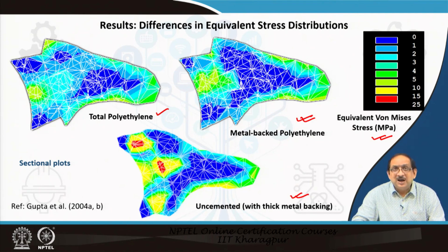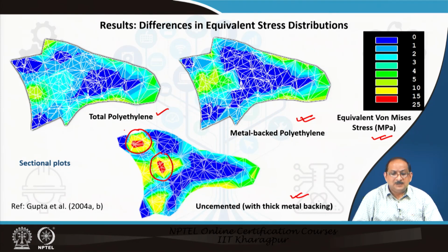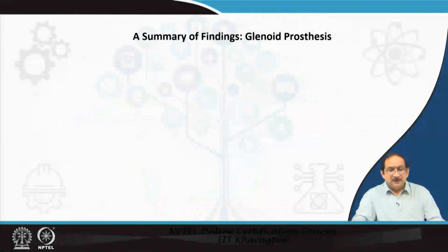In case of the uncemented glenoid component, high stresses were generated within the implant. This comparison in equivalent stress distributions, as presented here in the slide as sectional plots, actually helps to figure out the differences in the amount of stress shielding due to changes in glenoid component designs.